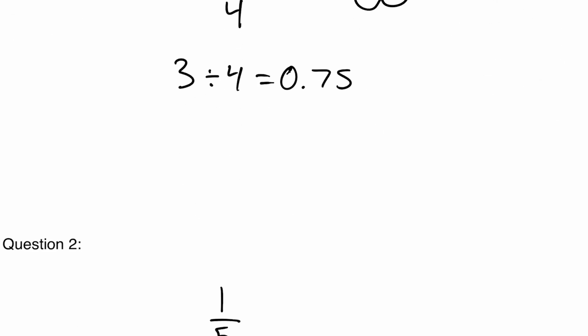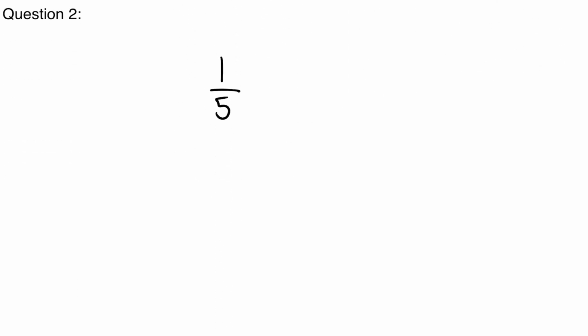Now let's try one more problem, but this time pause the video and try it on your own. But now I'm going to ask you to convert 1 over 5 to a percent. So our first step is going to be 1 divided by 5, which is going to be equal to 0.2. And we can write that next to the fraction. 1 over 5 is equal to 0.2.